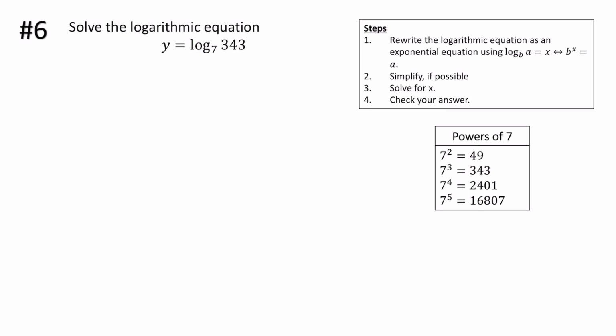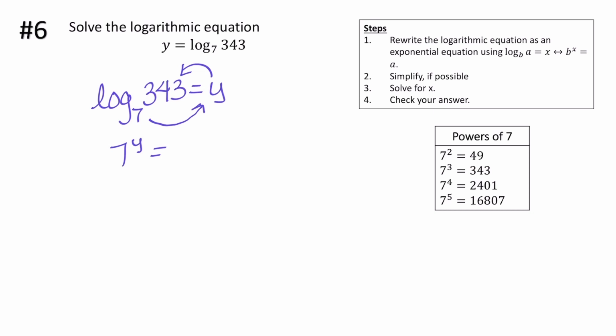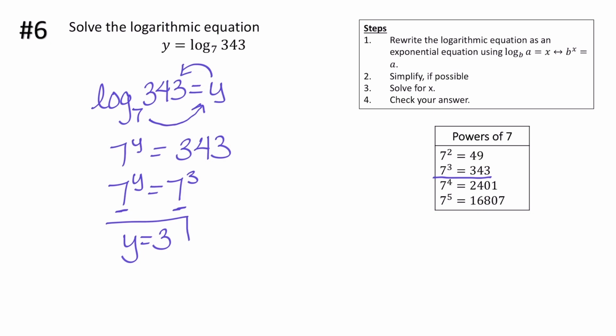Now it says to solve the logarithmic equation, y equals the log base 7 of 343. So I'm just going to turn this equation around so I can draw in those arrows. And so if I write this in exponential form, this tells me that 7 to the y equals 343. So remember, I'm going to use that powers chart to see if I can write this using the same base. And notice that 343 is actually a power of 7. So this tells me that 7 to the y equals 7 to the third. Well, remember, if I have the same base, that means the exponents are equal to each other, right? So that means that y equals 3, and that is my final answer.